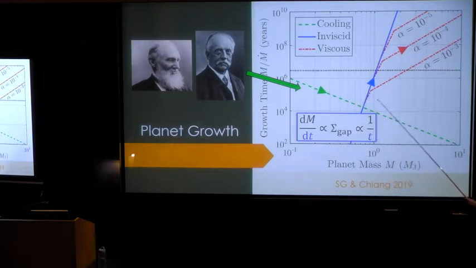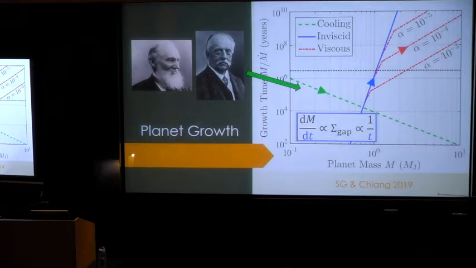So if you integrate this equation, you'll get that the growth time grows exponentially with the mass of the planet. Again, it's not exactly an exponent, because it's not exactly 1 over t. Instead of an exponent, you get just a very steep power law. You can show that the growth time grows as the mass to almost the power of 15. So this is a very steep blue line.